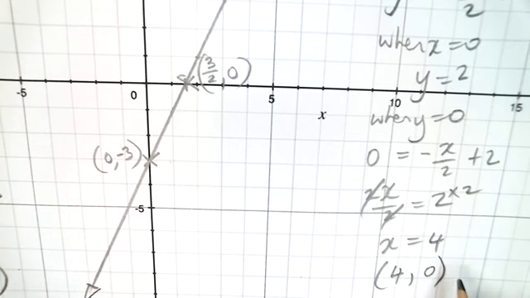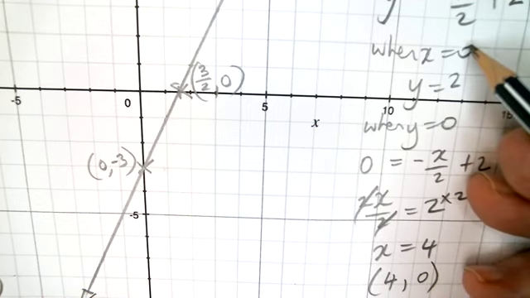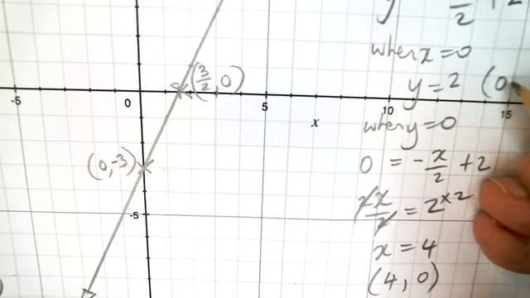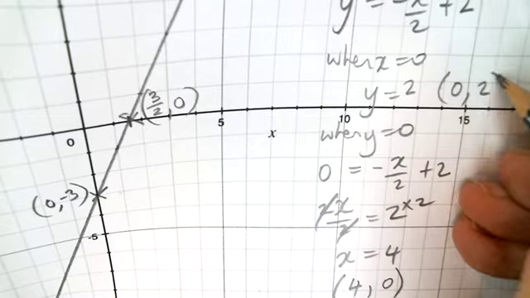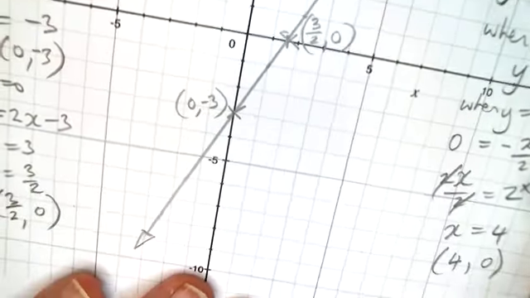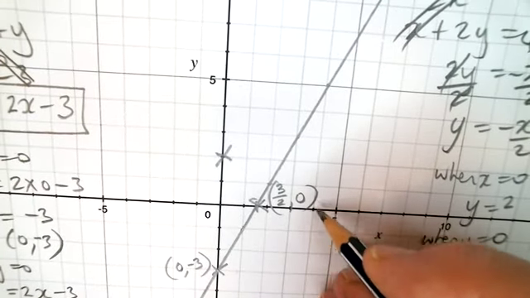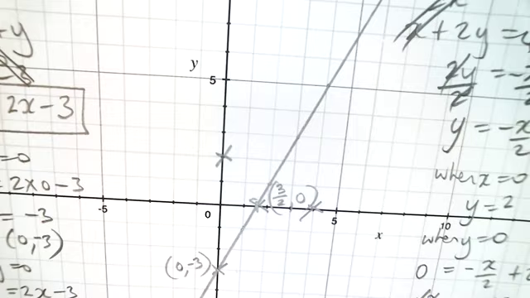Let's have a look. The first point we had was x is 0, y is 2, so it's 0 along, comma, 2. Here it is, 0, comma, 2 is our first point. Our second point is 4, comma, 0. So 4 along, 0 up. Here is our second point.